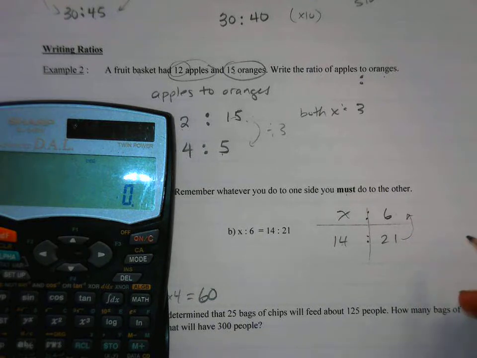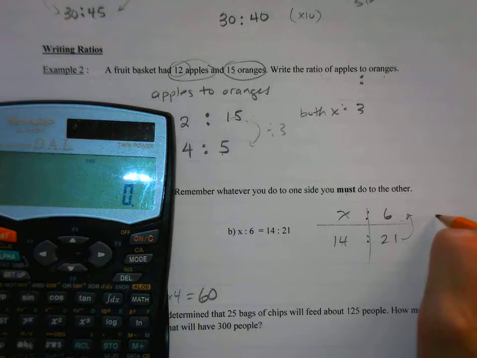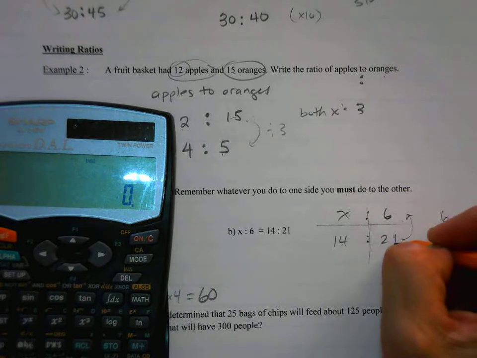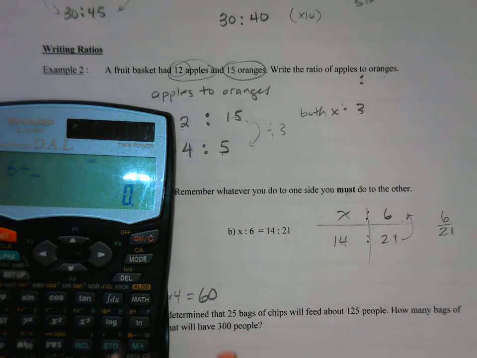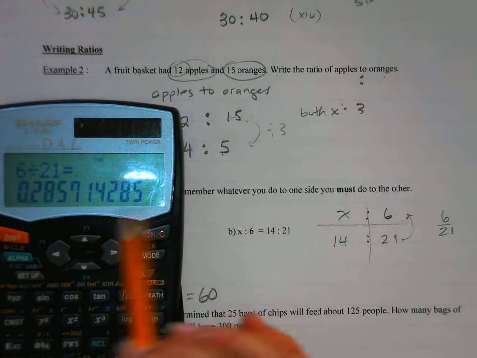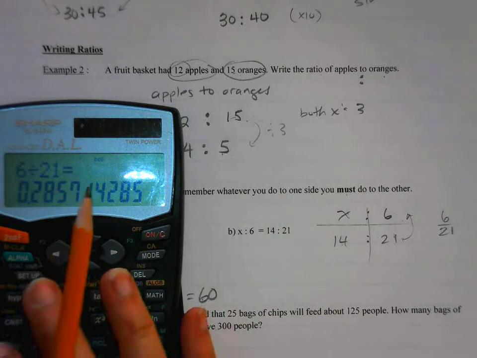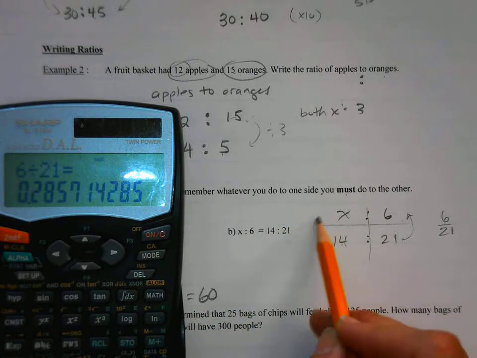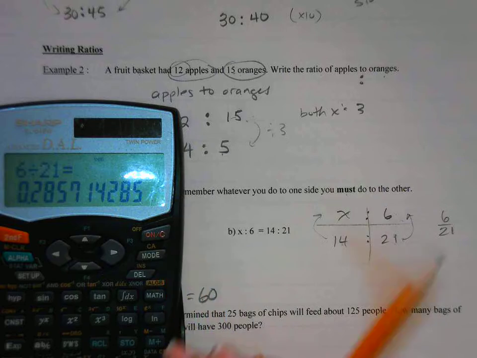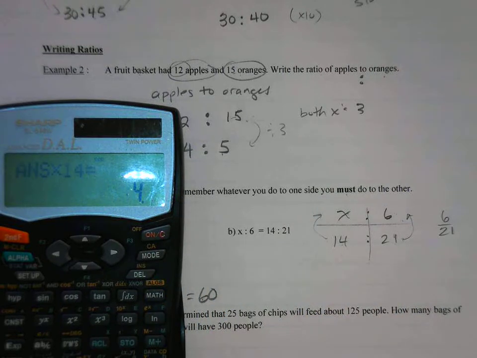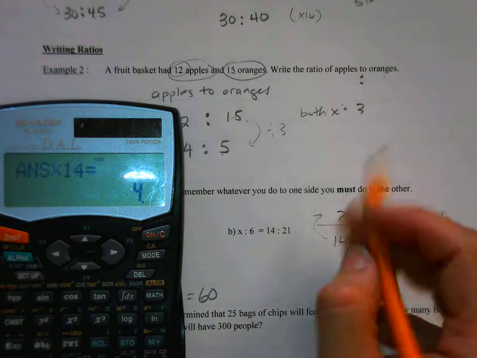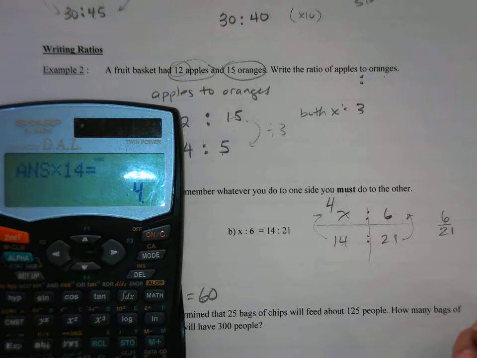Okay, so what you do is I need to think, well, what number do I need to multiply by 21 to get 6? And I don't know if I can think about that in my head. So what I'm going to do is take 6 divided by 21, because you can see it's almost a little fraction there. 6 divided by 21 is 0.2857 and a whole bunch of stuff. But remember, whatever I did here, I have to do here. So keep that number in there and multiply it by 14. And I get 4. So the answer should be 4.